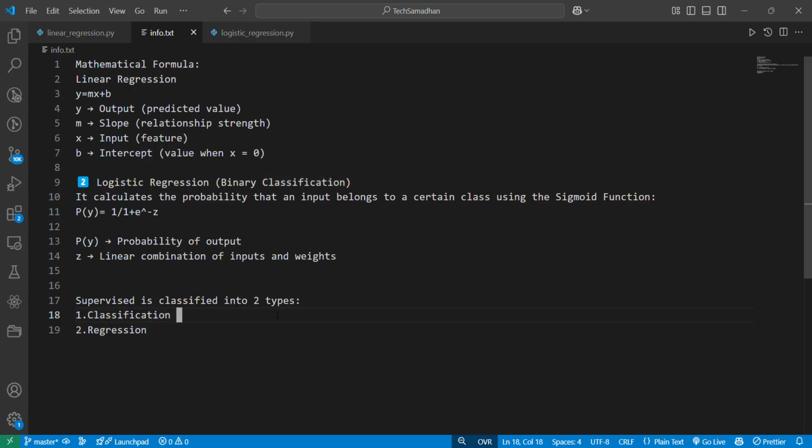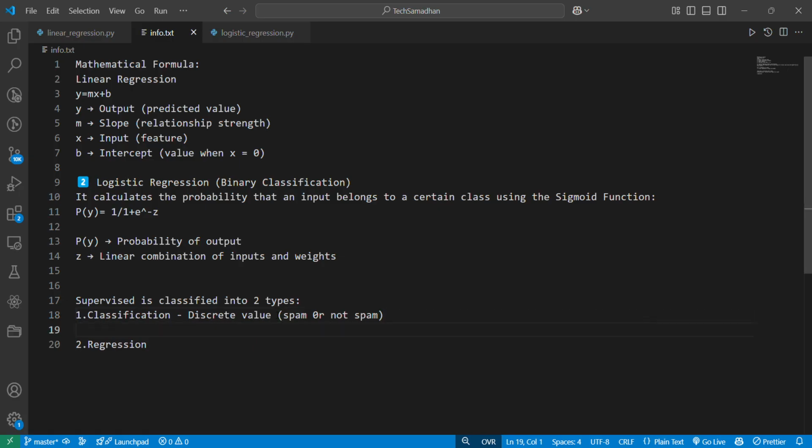Now, this classification is predicting a category like yes or no, or some binary value 0 1 or true or false. For example, email fraud detection we can think of, like it is spam or not spam. So it is a non-continuous discrete value we can say. So this classification is for discrete values, for example, spam or not spam.